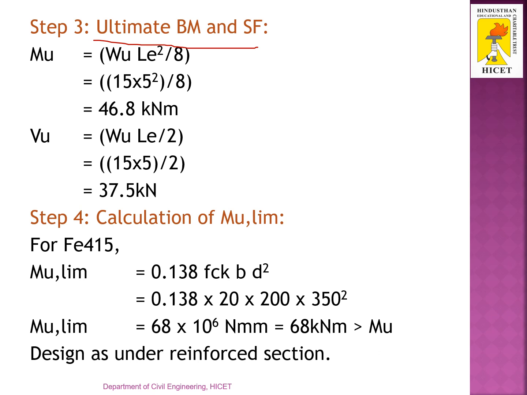L is equal to effective length is equal to 5 meter. So 15 into 5 square divided by 8. So the ultimate bending moment is equal to 46.8 kilonewton meter.